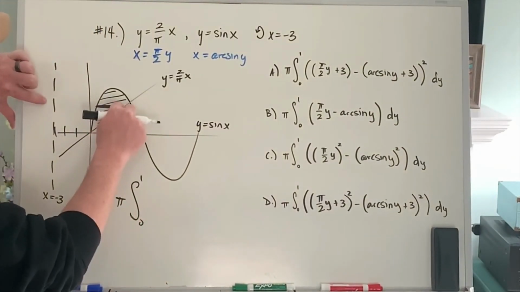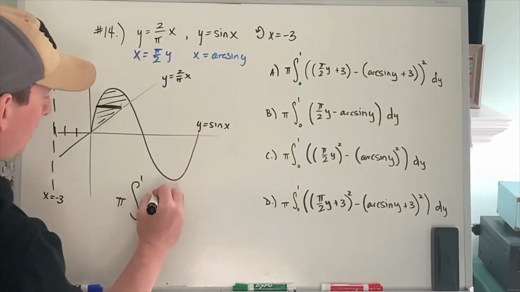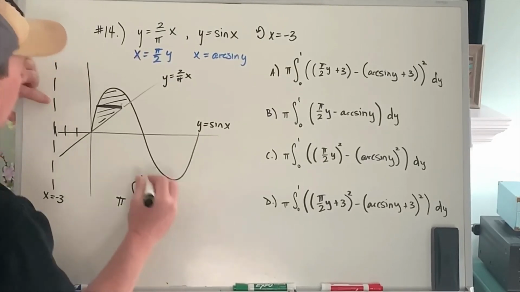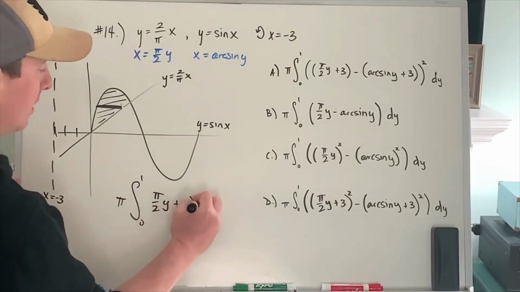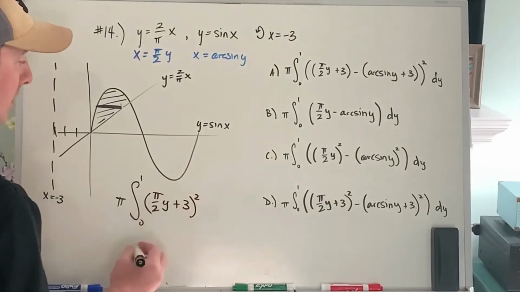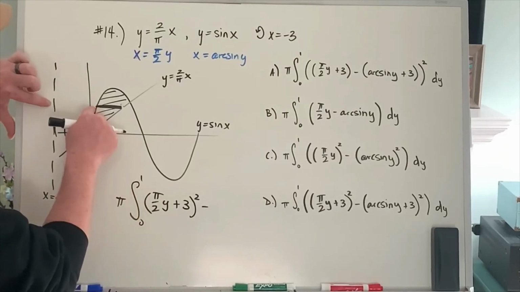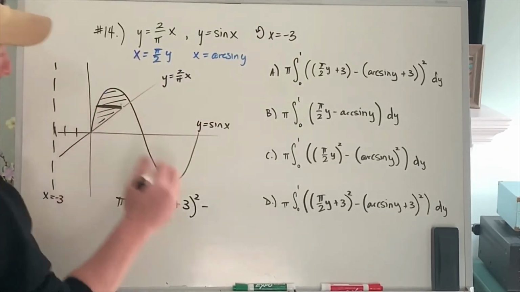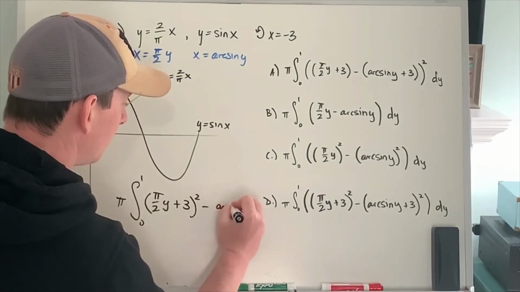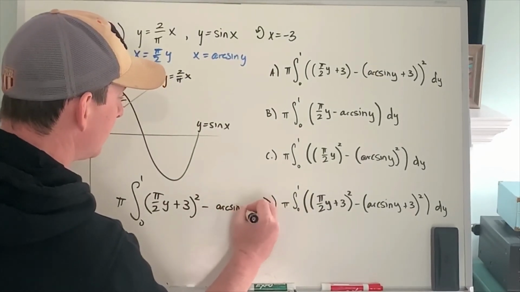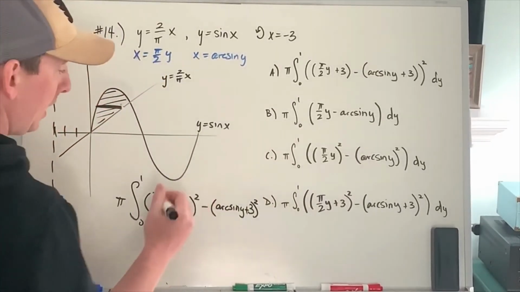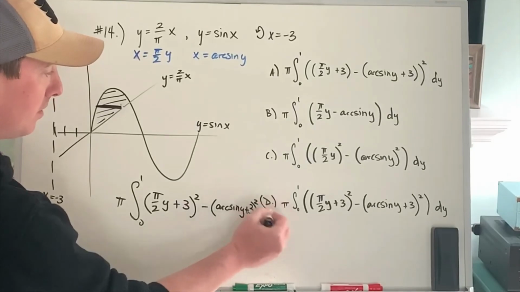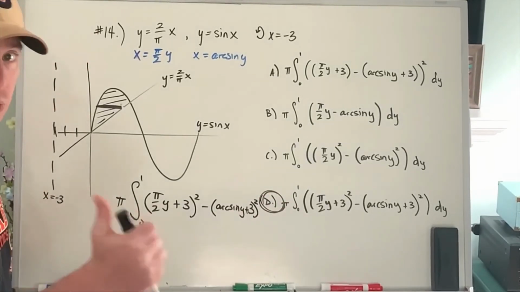Anyway, now right minus left is going to be pi over 2 y minus -3, so it becomes +3. There's your big radius, and you square it. And then we take our small radius, right minus left. That's going to be arc sine y minus -3. Square that, and you're done. So that looks like D. Cool.